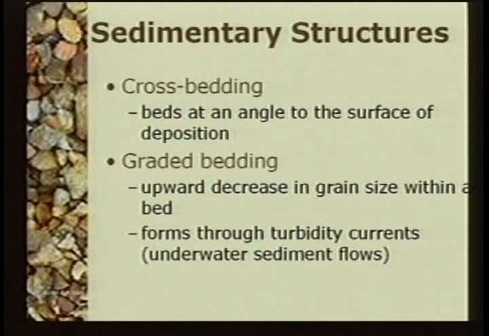Okay, cross beds are beds that are deposited at an angle to the surface. We can see this in a desert environment, aeolian deposited layers, wind deposited layers, as well as some layering in river systems. We tend to have, at a delta, top set, fore set, and bottom set beds. So it kind of looks like we have a little bit of cross bedding going on. Graded bedding is an upward decrease in the grain size.